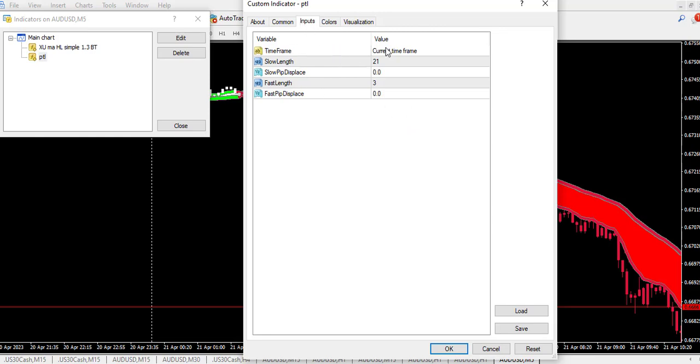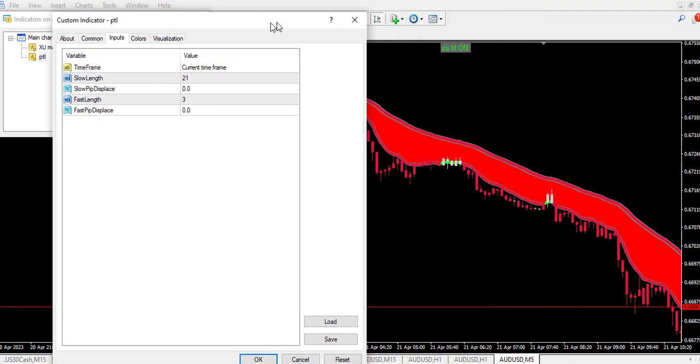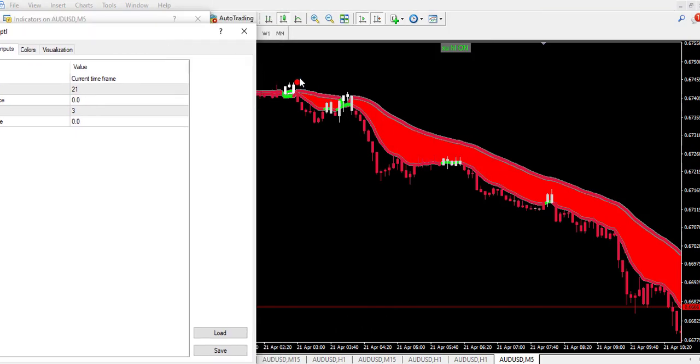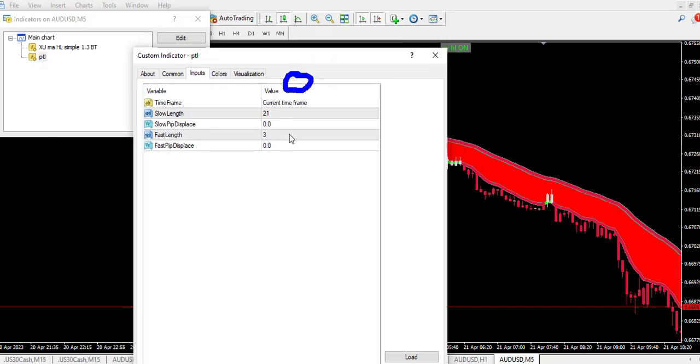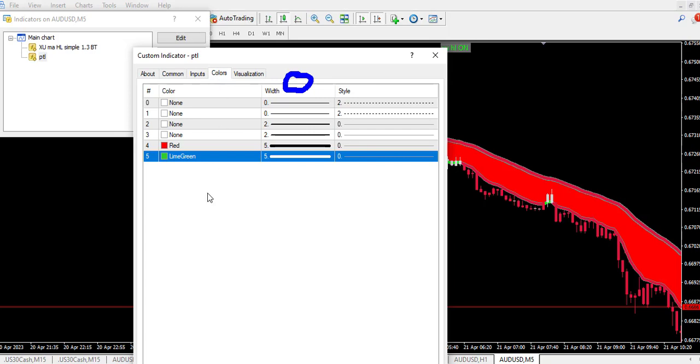So for this particular P-tail indicator, the slow length I use is 21. This is not the default setting, and you can play with the setting for this particular indicator. For this PTI indicator, this is the value I use, 21 for slow length, and for fast length I use 3. This is where I change the color, and every other thing I change to none.